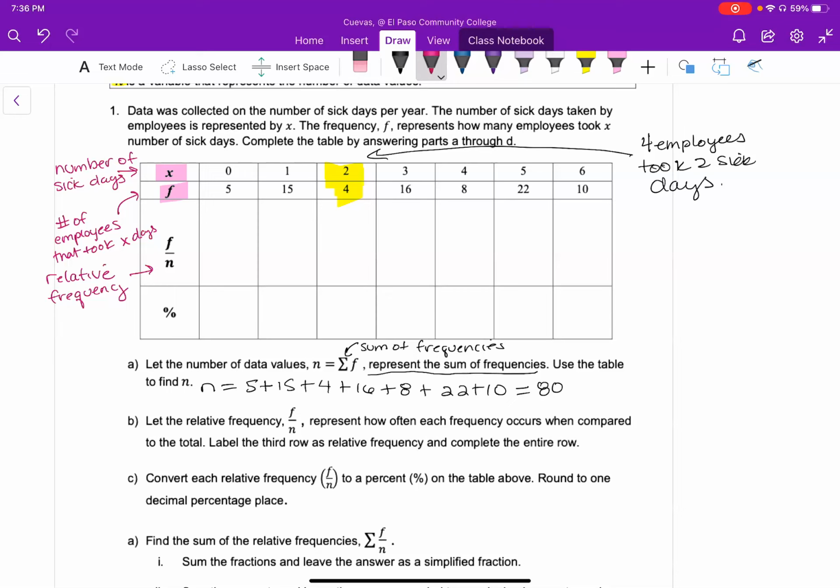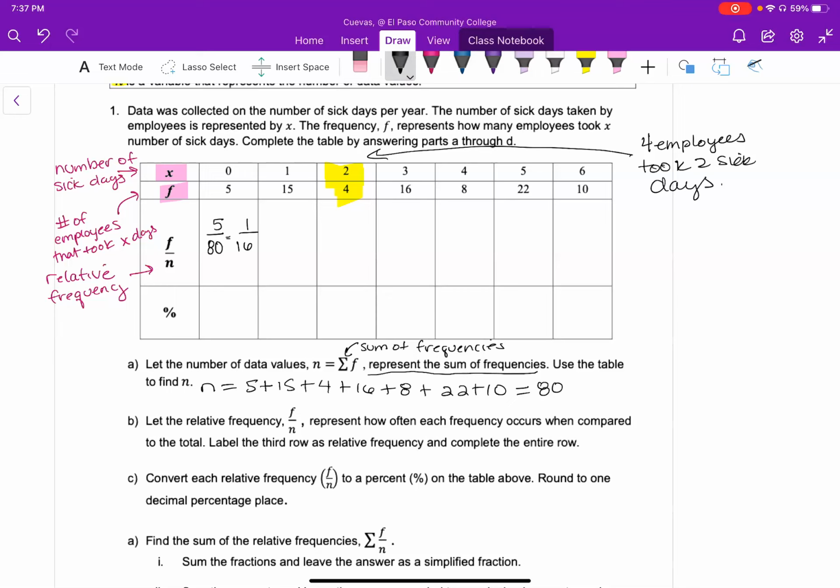How do we complete it? Well, we know what F is. F is in the first little column, F is 5. And we know what N is. N is 80. And so now we're just left to simplify. 5 over 80 has a 5 in common for both the numerator and the denominator. So we're going to divide by 5 on the numerator, that's 1. And divide by 5 on the 80, that's 16.